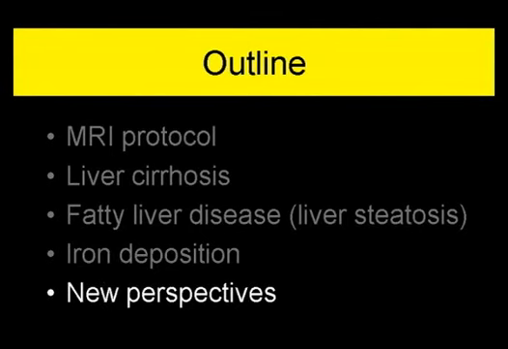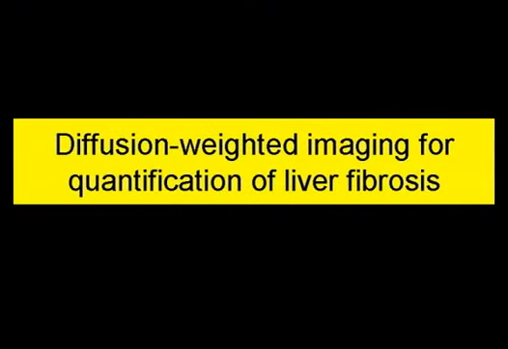So I'll finish the last 2 minutes by showing you some new perspectives and new technology you can use to better characterize diffuse liver disease. In our department, and other people also, have been working on using diffusion-weighted imaging, which is a technique usually used for stroke detection, to detect lesions and also try to quantify the amount of fibrosis in the liver.